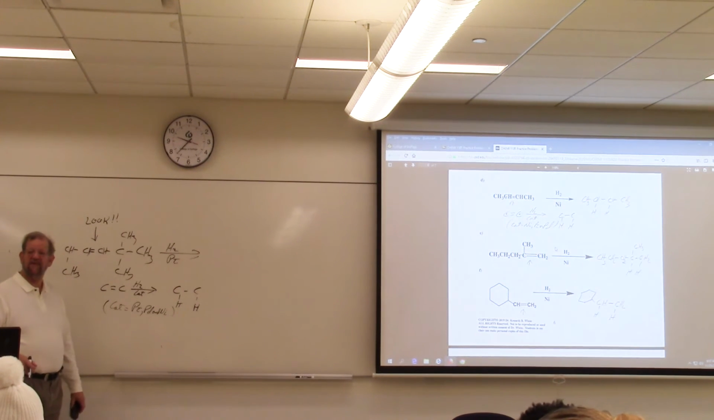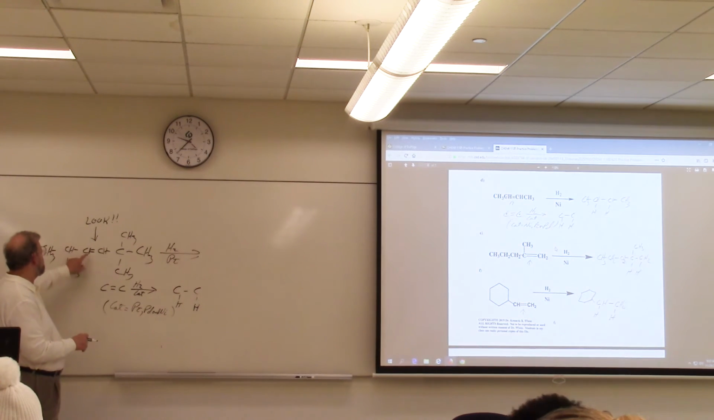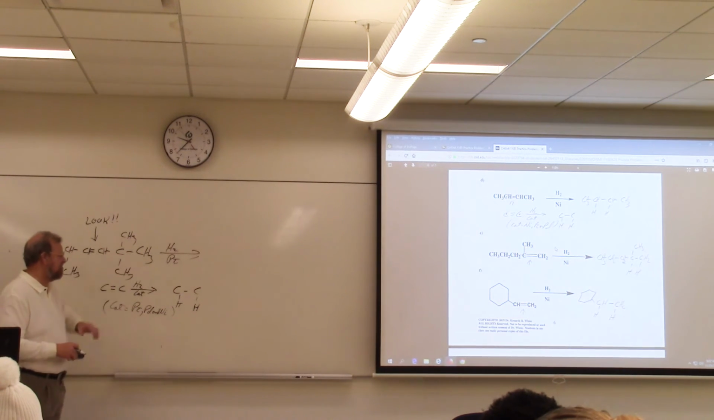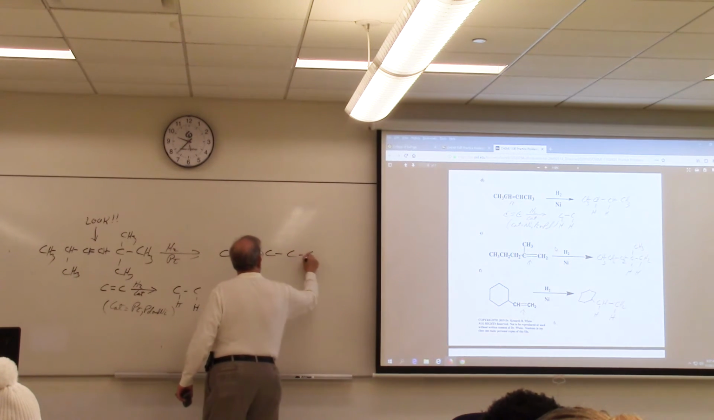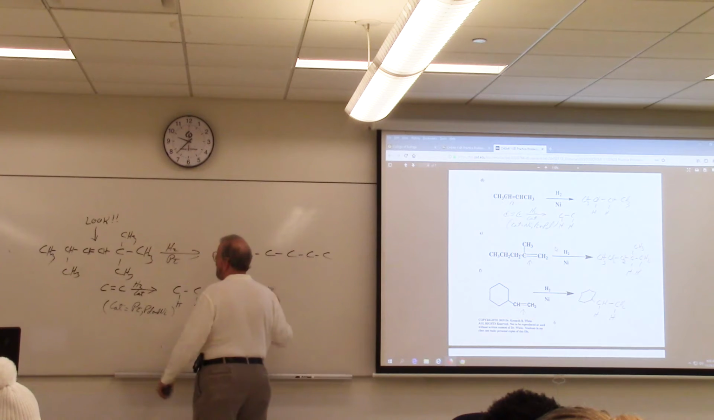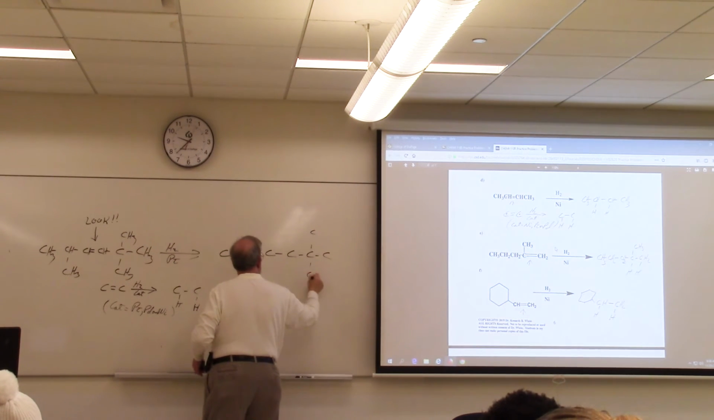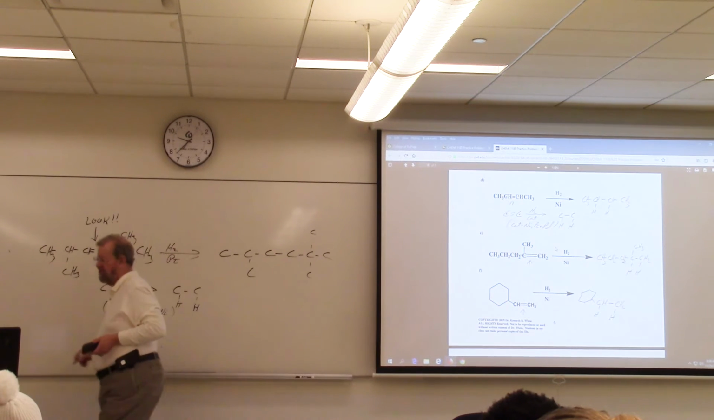Do you break carbon-carbon single bonds? No. So I have 1, 2, 3, 4, 5, 6 across. 1, 2, 3, 4, 5, 6 across. On this carbon, I have a carbon. On this carbon, I have 2 carbons. Those are called methyl groups.